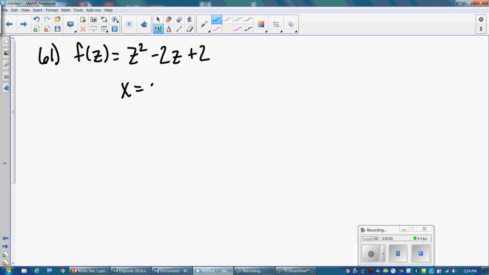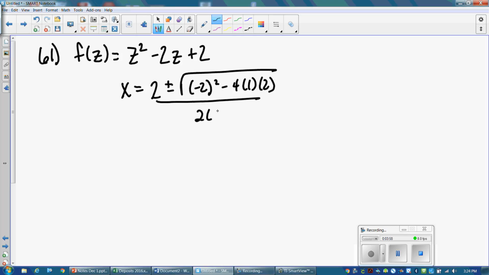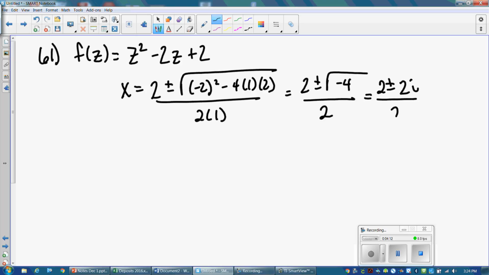x is equal to negative b plus or minus the square root of b squared minus 4ac all over 2a. If you do this, that'd be a negative 4 underneath here, because that'd be 4 minus 8. So that's 2 plus and minus 2i over 2. And 2 divided by 2 is 1, and 2i divided by 2 is just i.